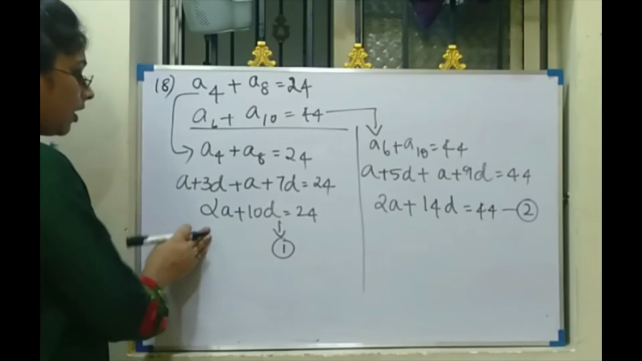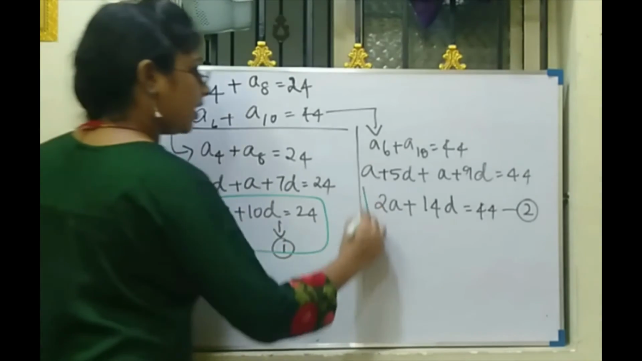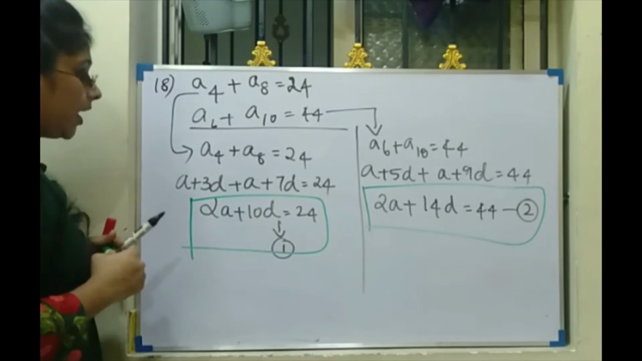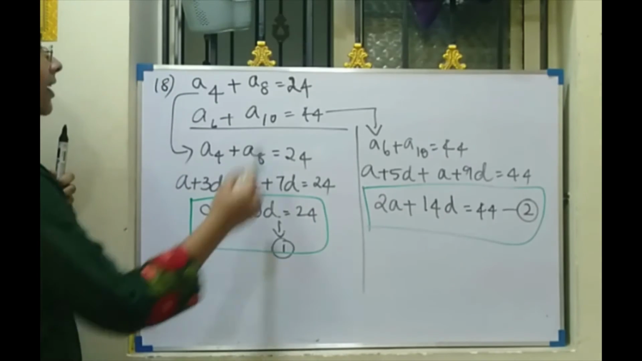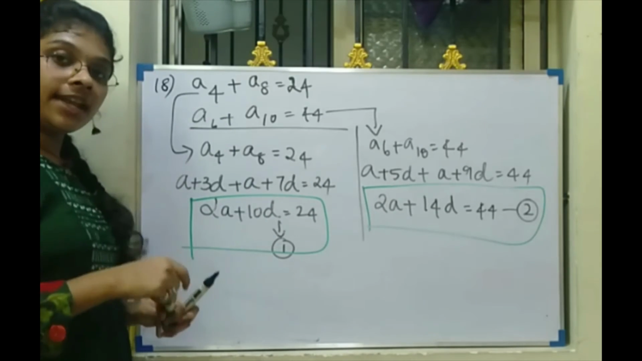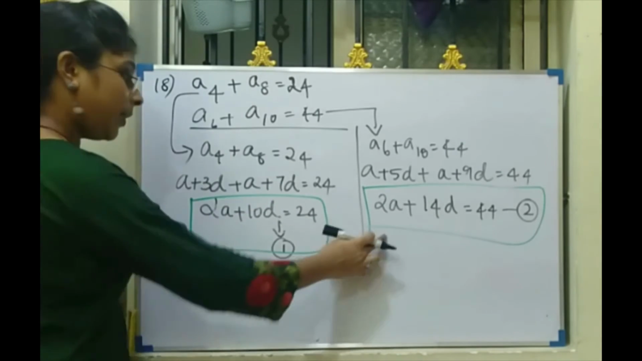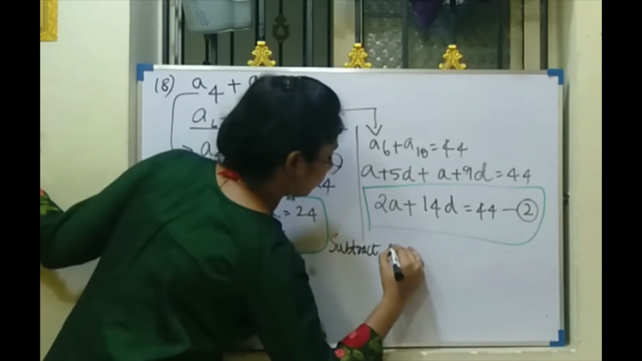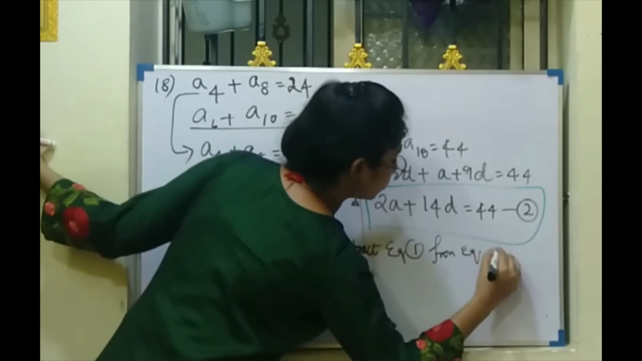So we got equation number 1 and equation number 2. From this we have to find the value of A and D to solve the next step. What is the very next step after this? Yes, you have to subtract this. So subtract equation 1 from equation 2.